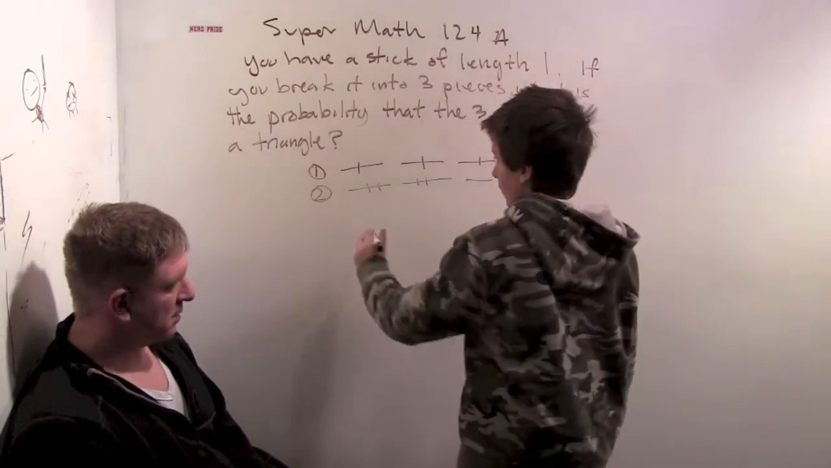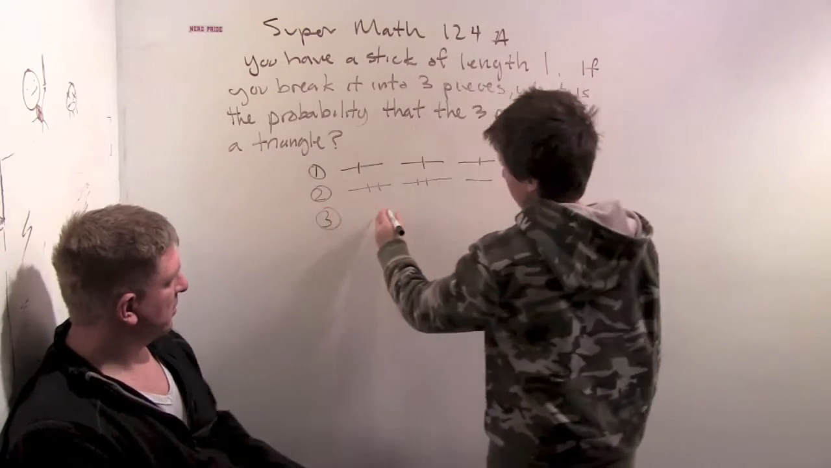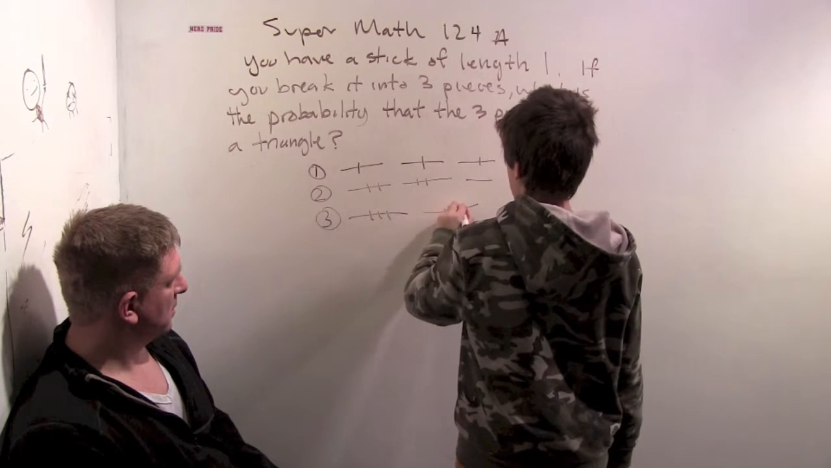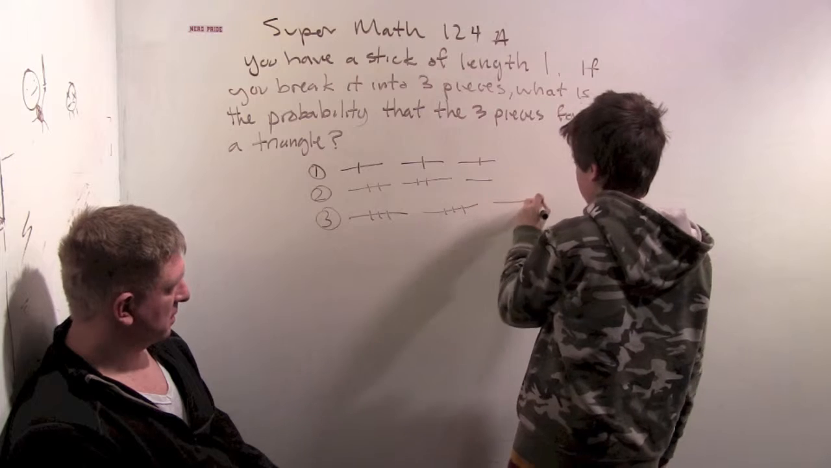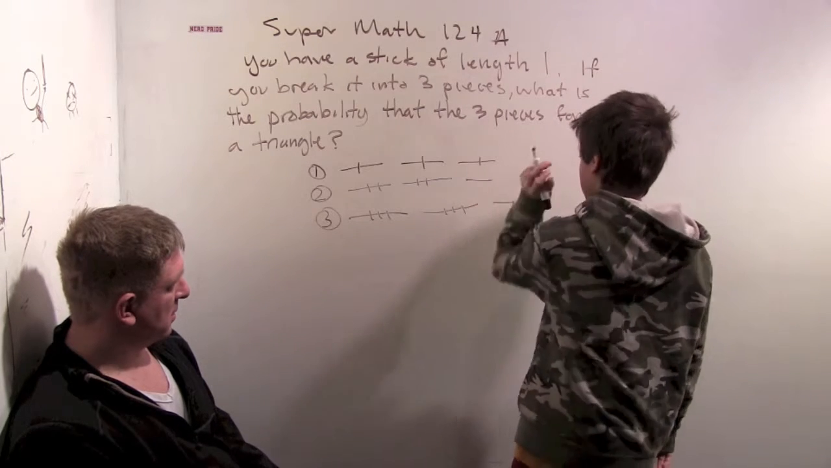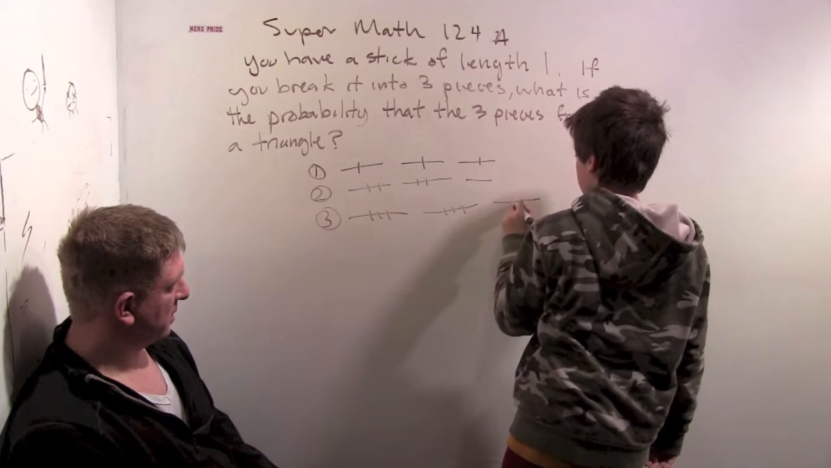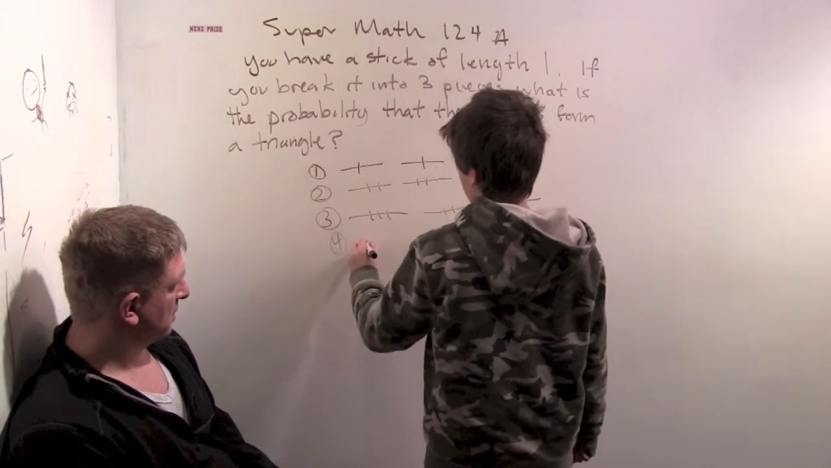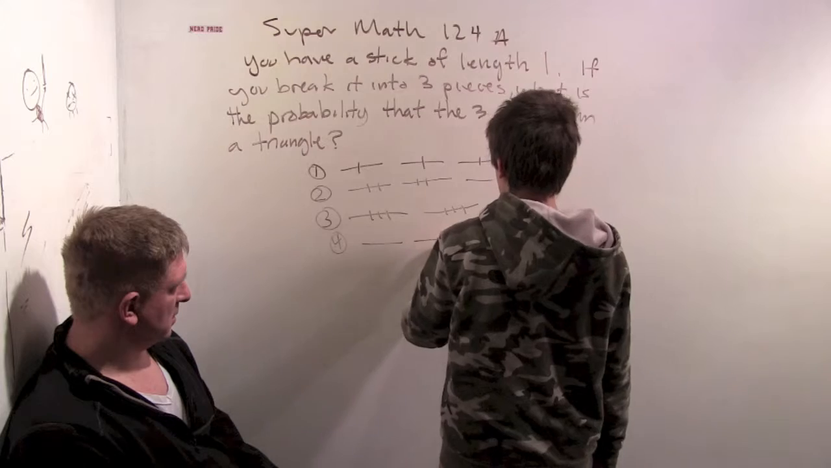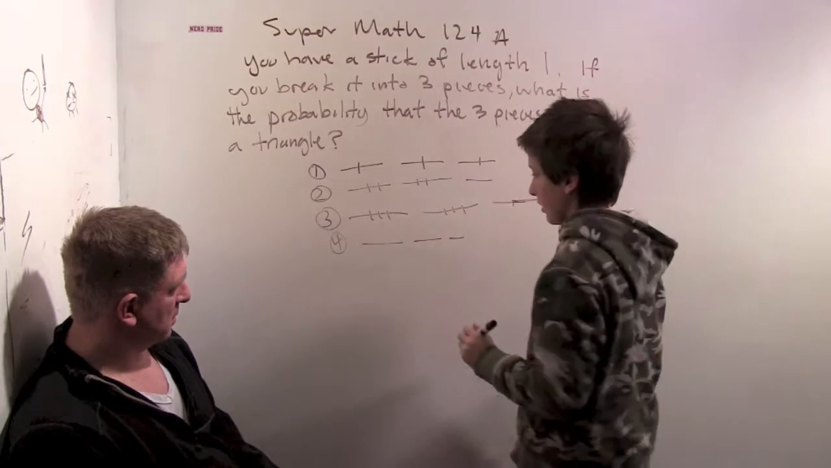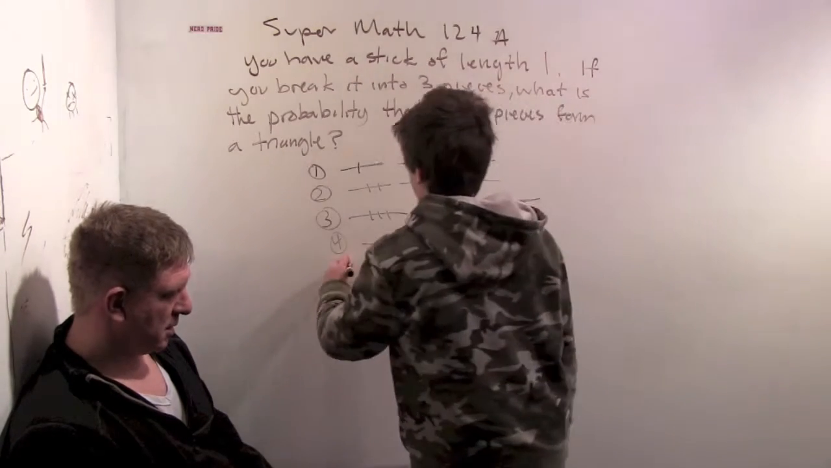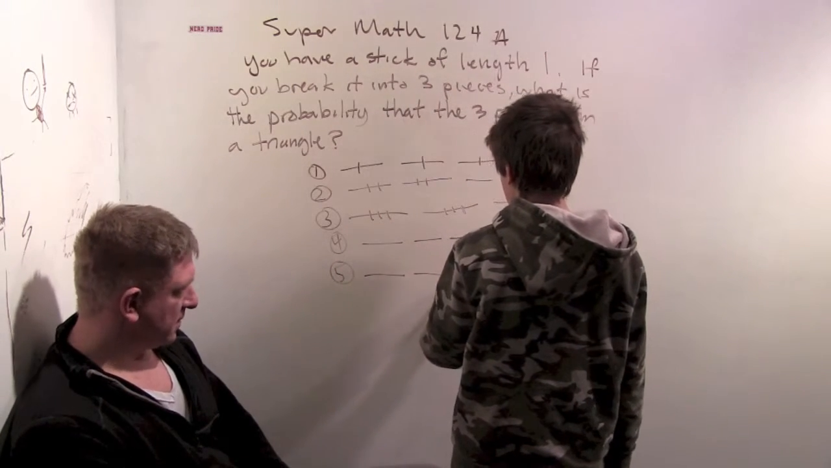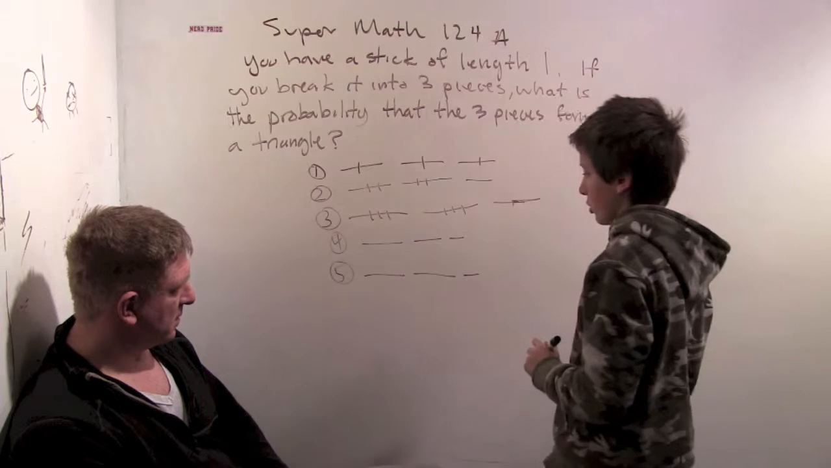triangle. Case 3 was where you got 2 segments of equal length, but you couldn't make a triangle. Case 4 was where you got 3 segments of unequal length, but you could make a triangle. And case 5 was where you got 3 segments of unequal length, but you couldn't make a triangle.